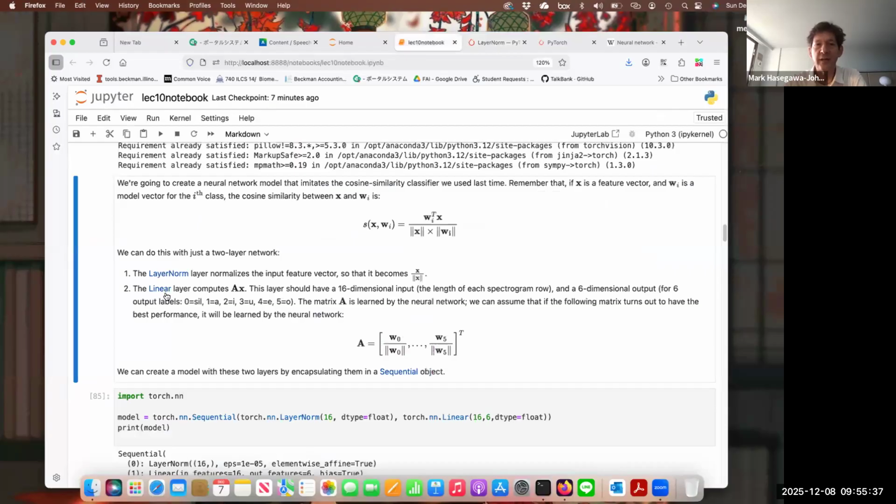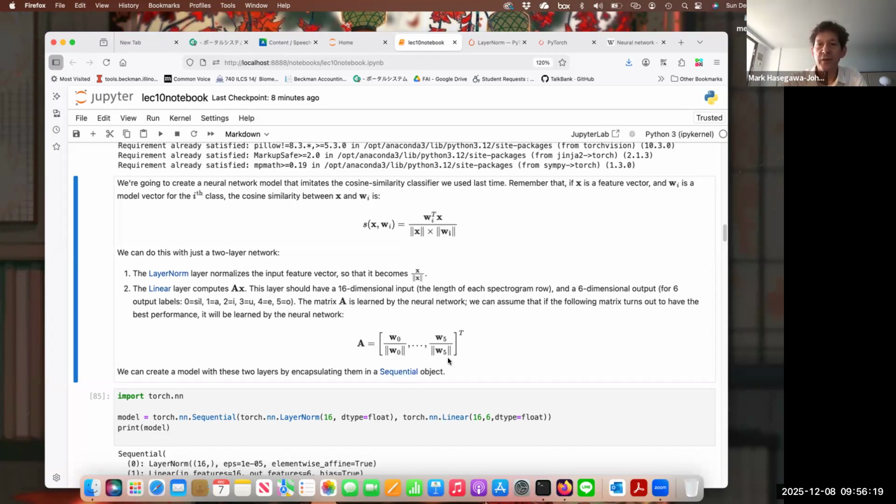And next, we'll compute a linear layer. And the linear layer takes that vector x and multiplies it by a matrix A, where if we train it, it's possible for the matrix A to learn the values W0 over the norm of W0, all the way up through W5 over the norm of W5. These W vectors are the model from last time. So W0 should be the shape of the spectrum for silence. W5 should be the shape of the spectrum for the vowel O. And each of these vectors will be dot producted with x and then divided by the length of x times the length of w.